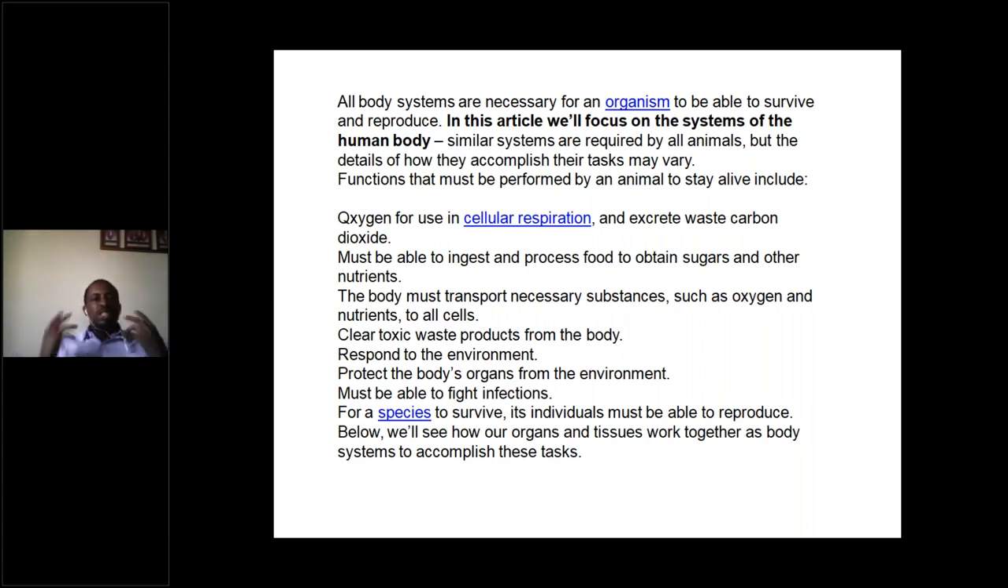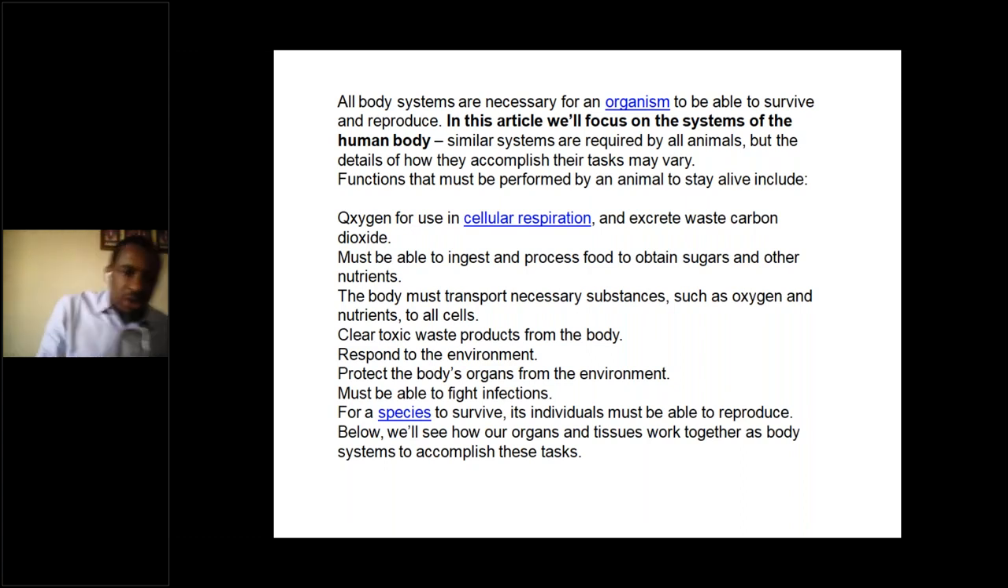Okay, oxygen is used in cellular respiration and waste carbon dioxide is excreted. So it must be able to ingest and process food to obtain sugar and other things. So what we're saying is, for an organism, there are many, many things that it needs to have going for it to be alive. There are functions. One of the functions is you must breathe in and breathe out. So oxygen is used for cellular respiration and waste is excreted.